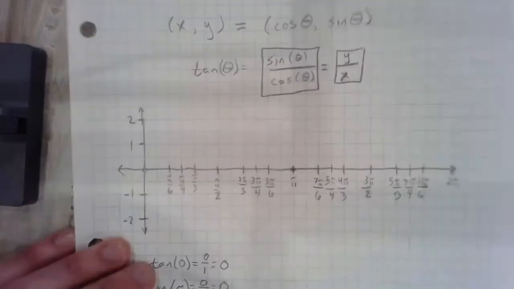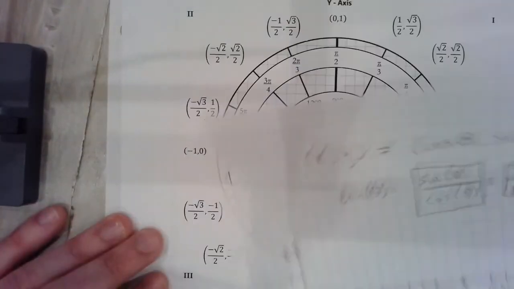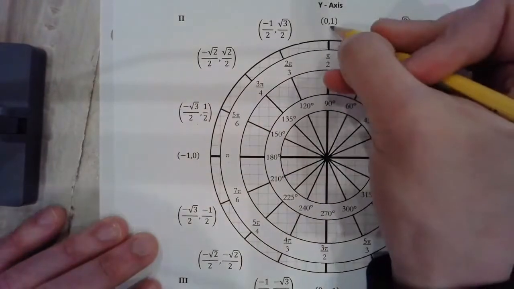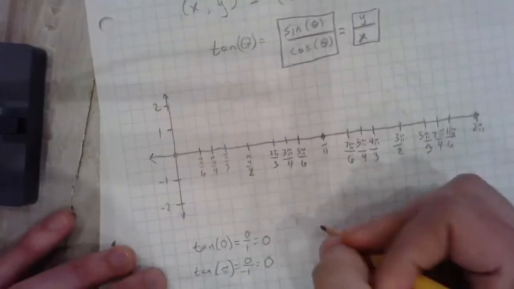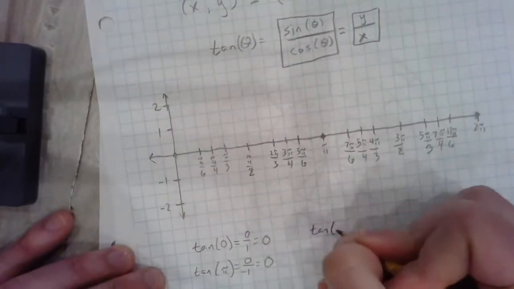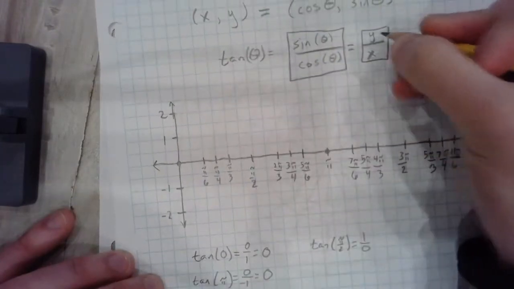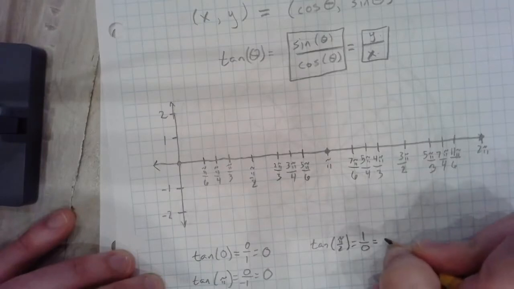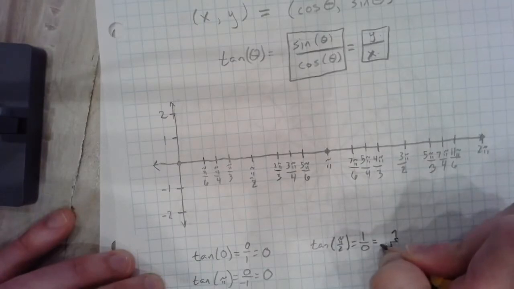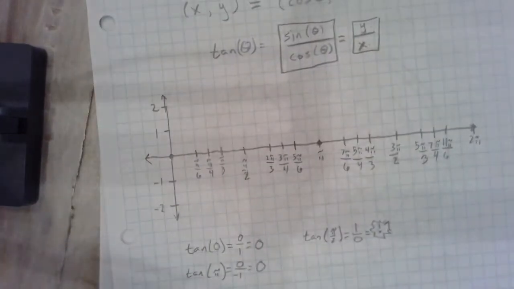Great. Now let's look at pi over 2 and 3 pi over 2. This time, our y is 1 and our x is 0. If you're thinking ahead, you should be a little concerned right now. So 1 over 0, because that's y over x. Uh-oh. Oh no! That doesn't exist. That doesn't make any sense. We cannot have a 1 over 0.